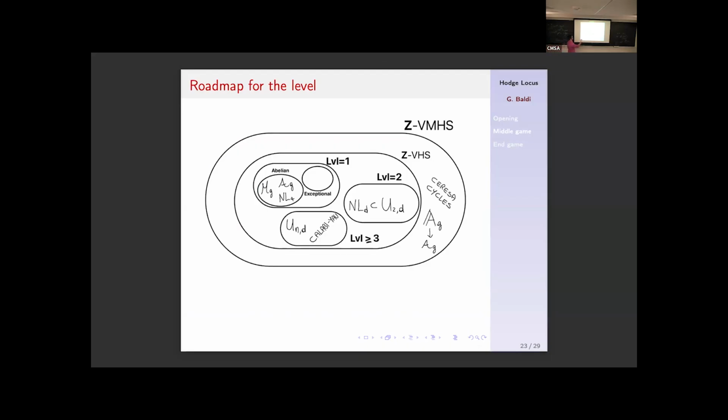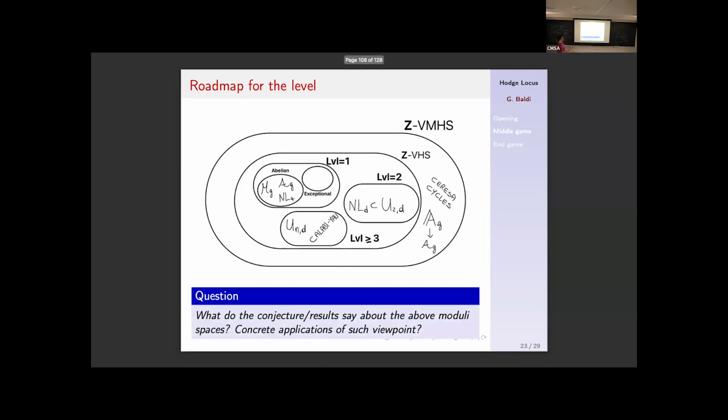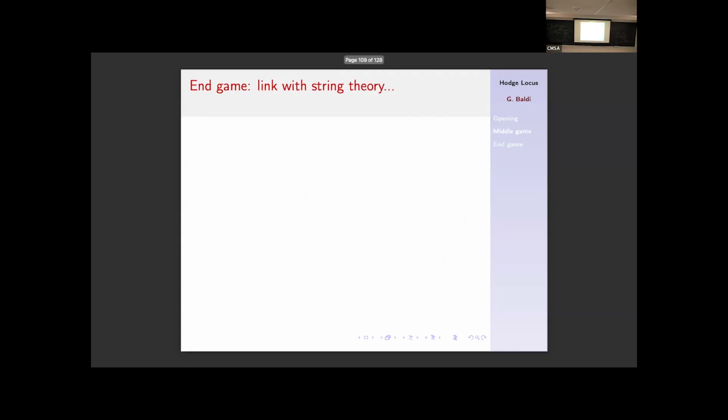The Noether-Lefschetz locus in degree 4. Level 2 means it is the Noether-Lefschetz locus of degree d bigger than 5. Level 3 and bigger means more like other hypersurfaces, Calabi-Yau threefolds. Everything lives in the world of variations of mixed Hodge structure. There are other applications. And in general, then the question is, what do they tell us, as before? So what are concrete applications of this viewpoint? And that is my endpoint. I wish I had more time, so I will be a bit quick.